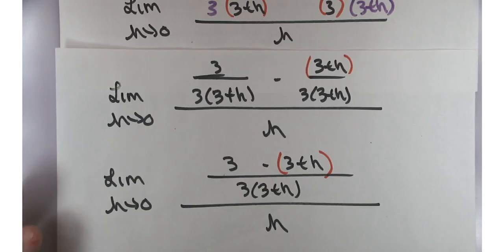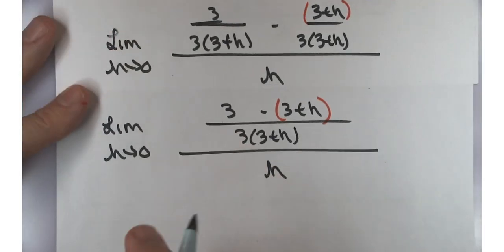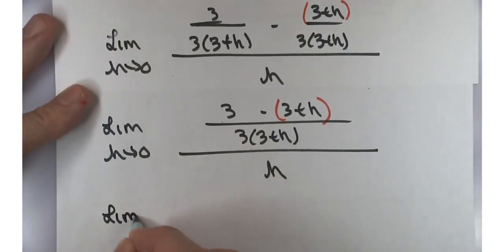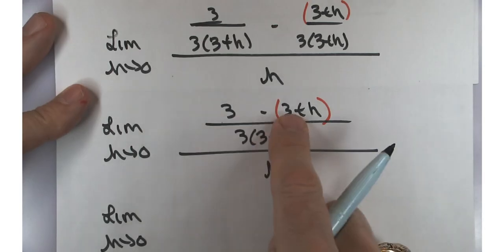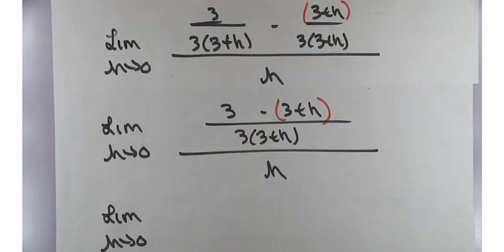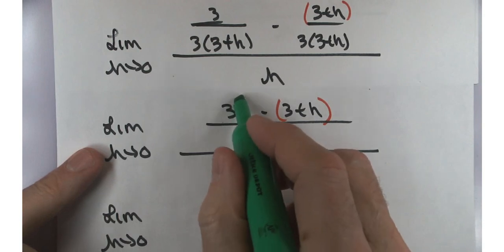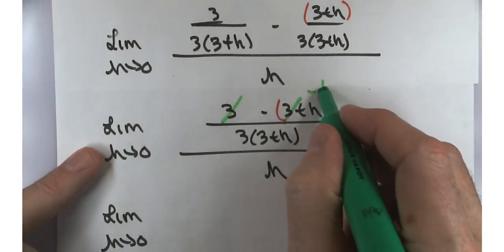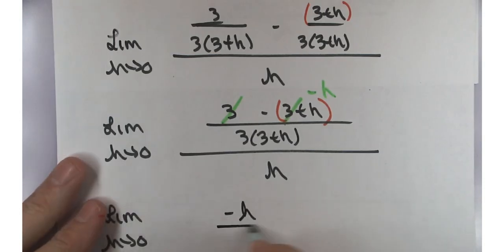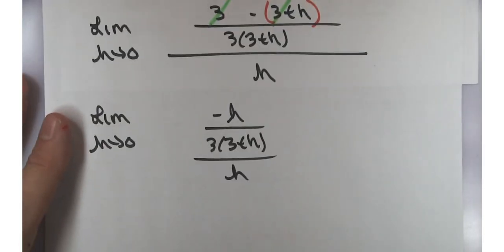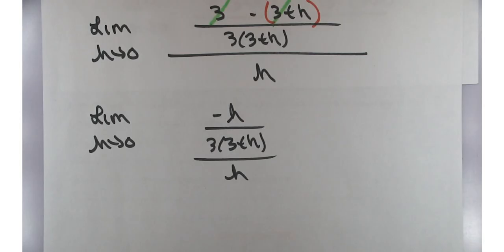There is a spot in this problem where you'd figure out that, wait a minute, something looks wrong, and maybe you can go back and figure it out. But when I distribute that negative, what's going to be left? Let's save ourselves a little bit of writing here. I'll end up with a negative h. So I'll end up with negative h over 3 times (3 plus h) over h, which at least is looking mercifully simpler, but we're not there yet.